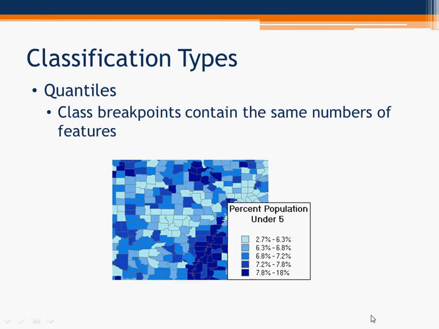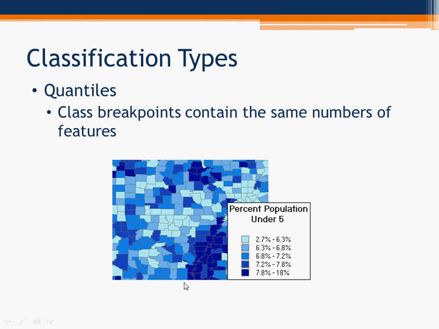Another one that you could choose that's very good for linearly distributed data, you'll read that in your chapter as well, is quantiles. What this does, as the second bullet indicates here, is put its class breakpoints with the same number of features. The easiest way to think of that is to imagine there being 100 polygons here, and if we wind up with 5 classes, each one of those classes is going to have 20 features within it.